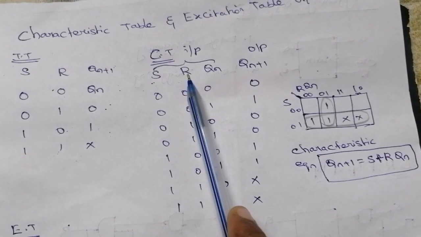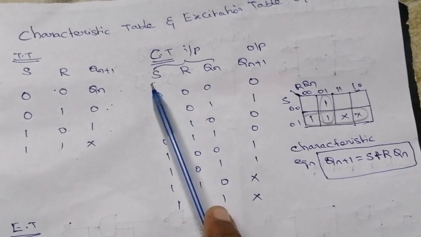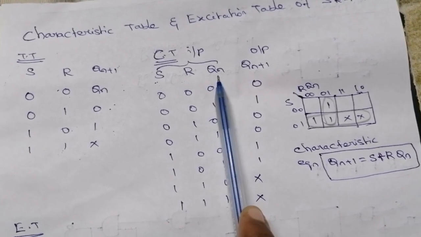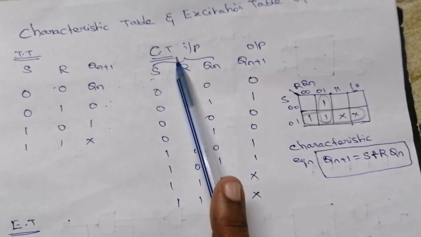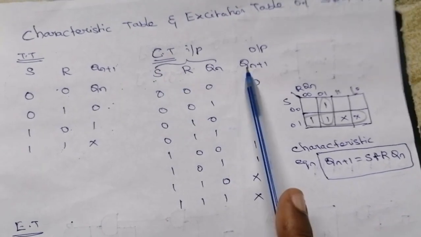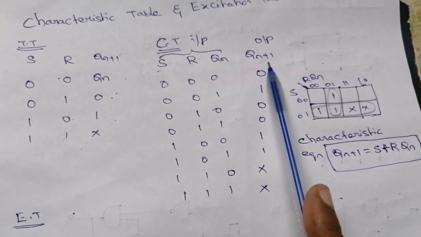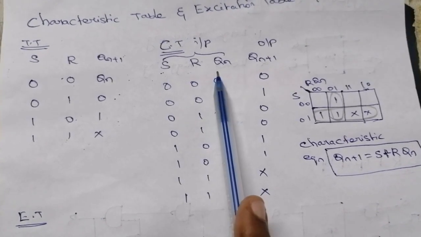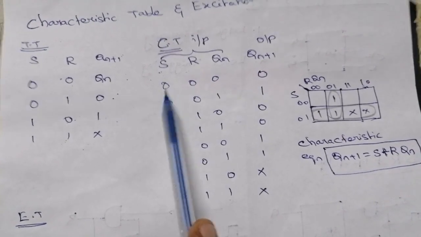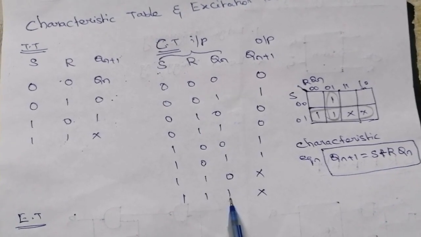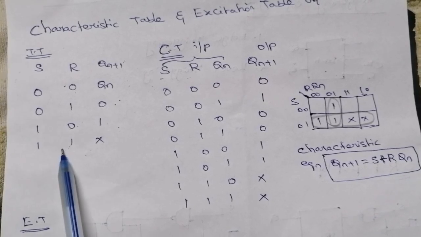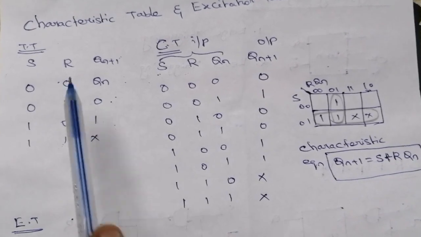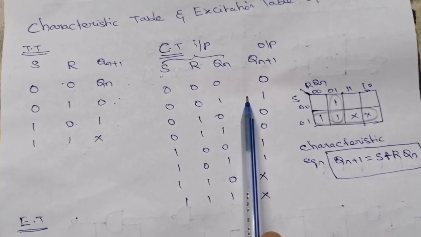The input of the characteristics table is our present input, which is nothing but S and R, and the previous output or past output, which is nothing but Qn. So these three variables are considered the inputs of this characteristics table, and Qn plus 1 is the next state, which is the output variable. Three input variables make 8 possibilities, from 000 to 111, right? From the truth table, we know that for input 0, 0, the next state is our previous state, which means Qn. So we just apply this concept here.